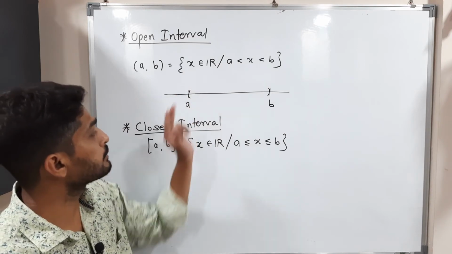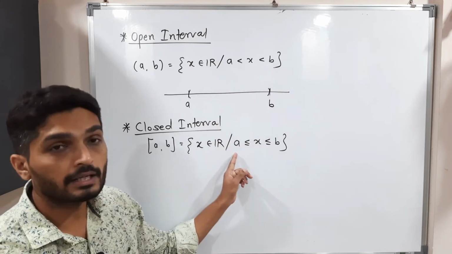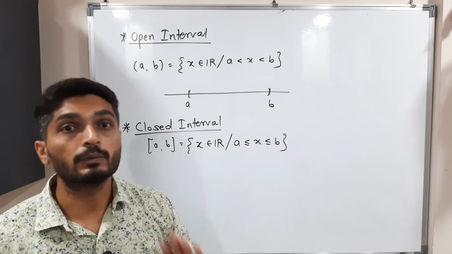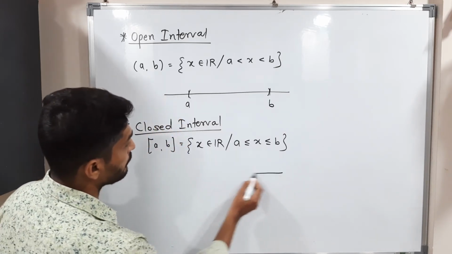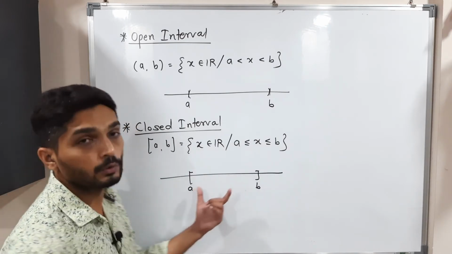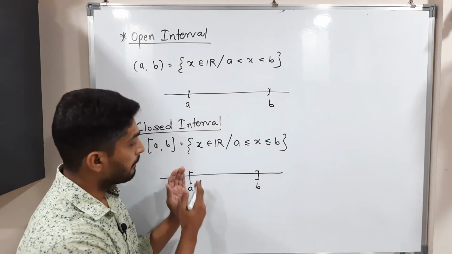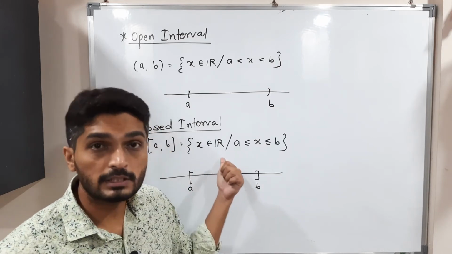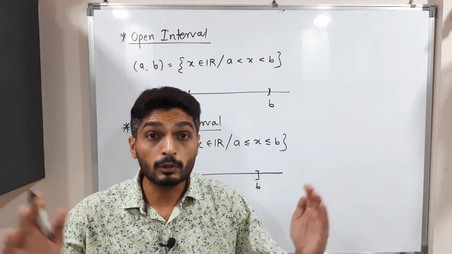Here also we write x belongs to R, a less than x less than b. Here we write a less than or equal to x, x less than or equal to b. That means equality is also possible here. So a and b, if I write in this way, we denote the closed interval by square brackets. It contains all points between a and b, as well as a and b, which are also members of this set. That means a and b are included here.